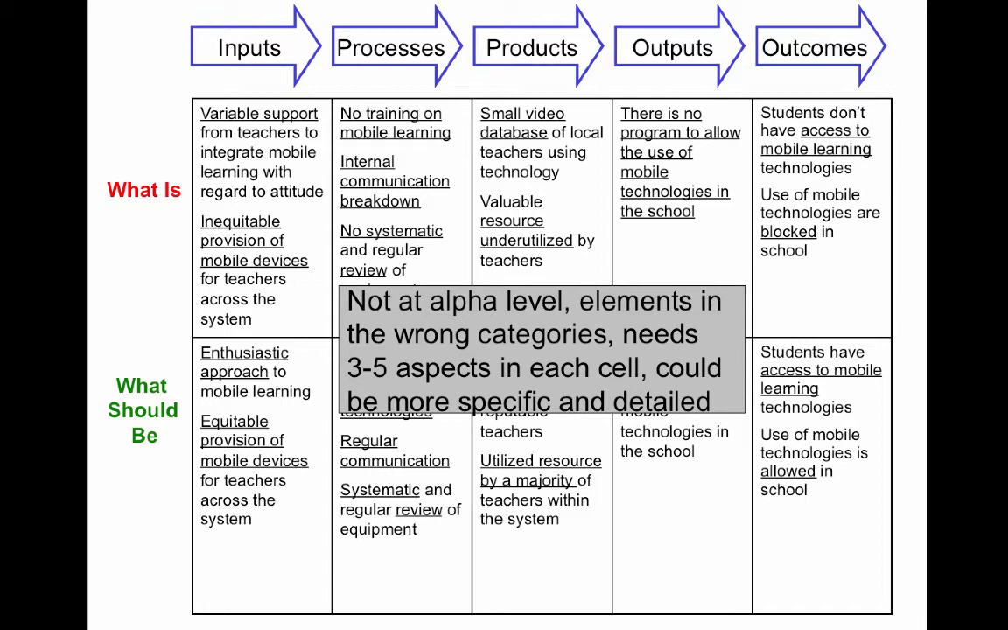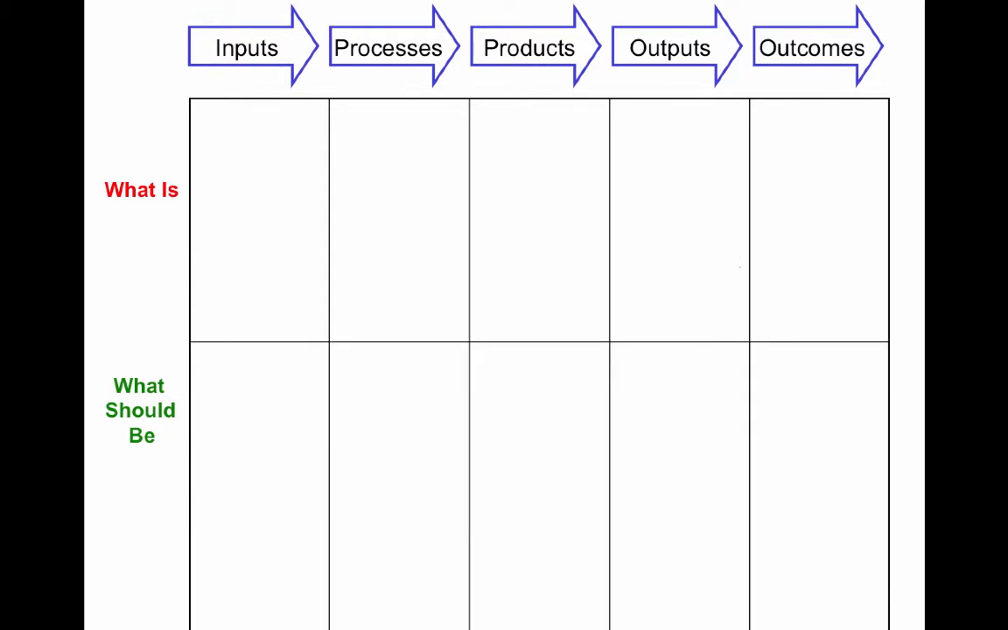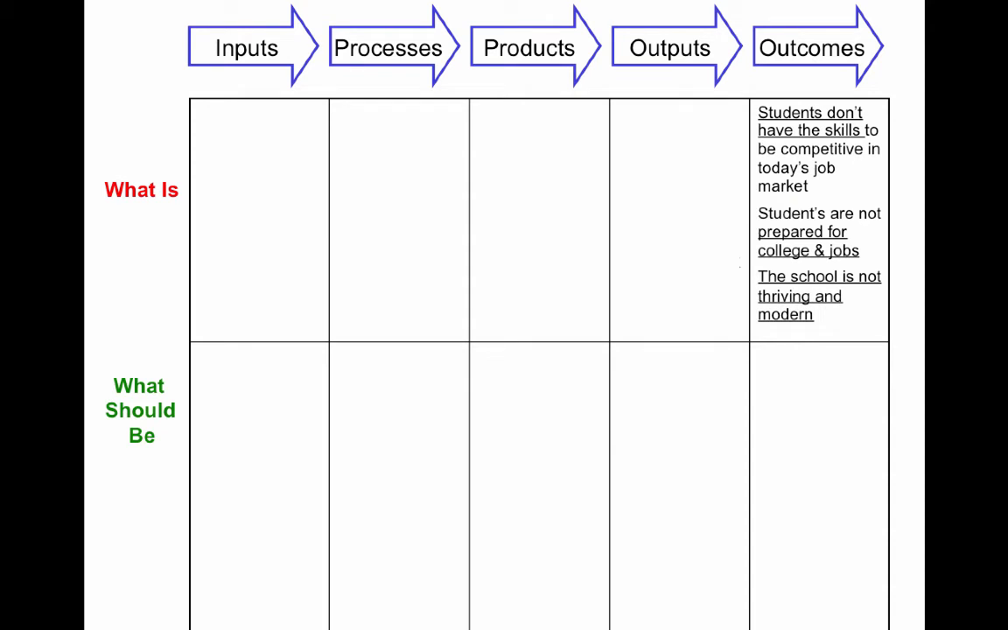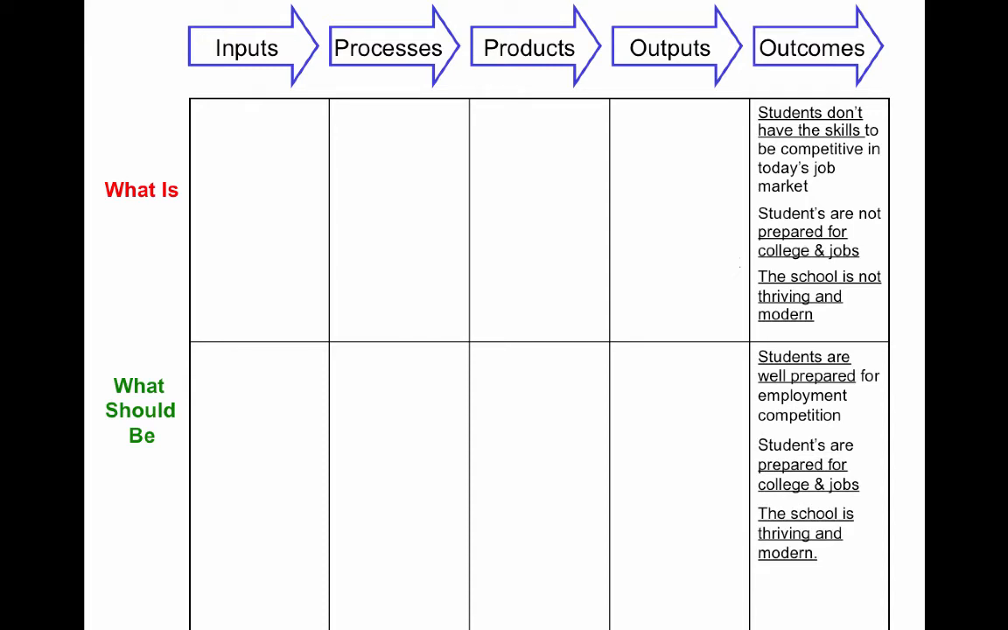There needs to be at least 3 to 5 aspects in each cell, and each could be more specific and detailed. Okay, let's take a look at another good example. Our current outcomes are that students don't have the skills to be competitive in today's job market. Students are not prepared for college and jobs, and the school is not thriving and modern. What we'd like to be is that students are well prepared for employment competition, students are prepared for college and jobs, and the school is thriving and modern.